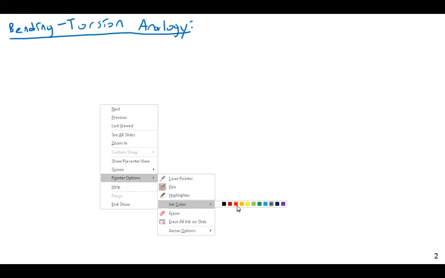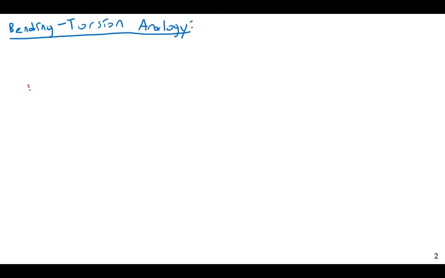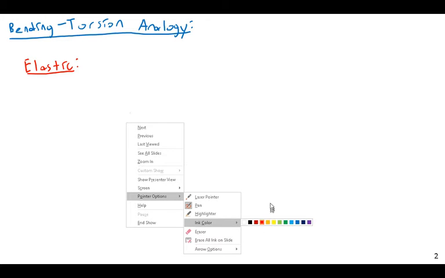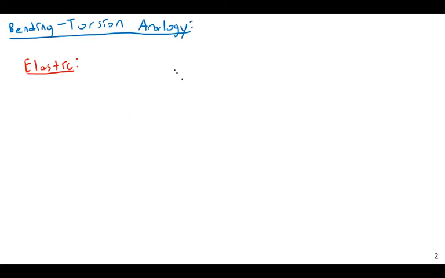Okay, so let's consider if it's elastic. Say we have systems that are going to be loaded well within the elastic range. Well, our shear stress, our tau, is going to be equal to T rho over J. This is our shear stress. T is our torsion. Let me actually write this out for bending stress as well. Sigma equals My over I.